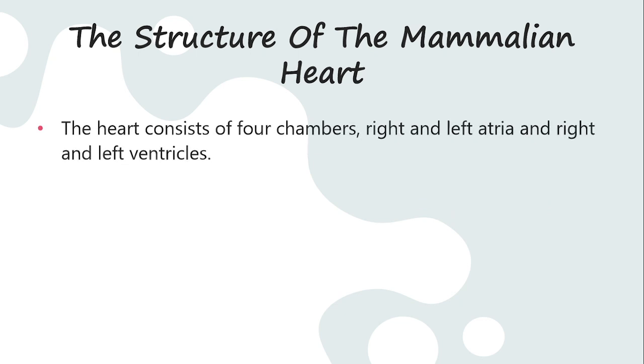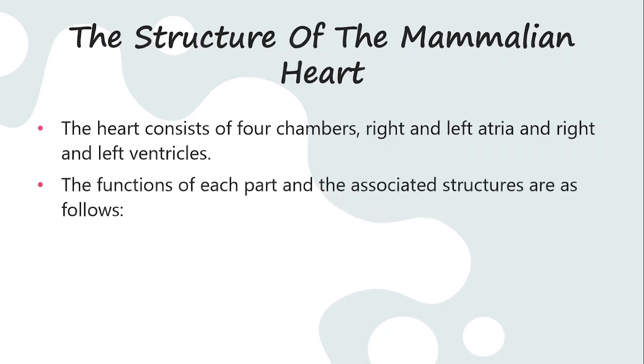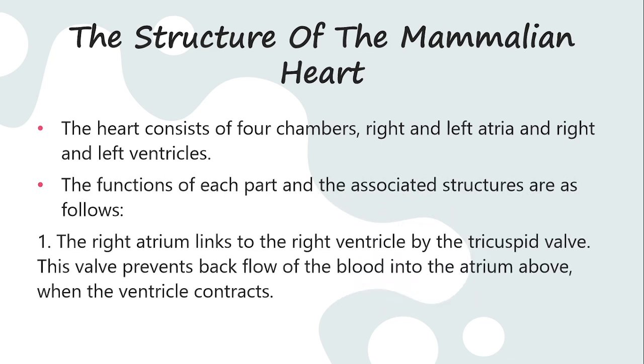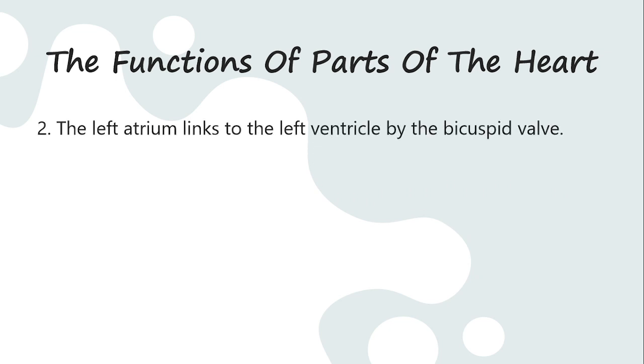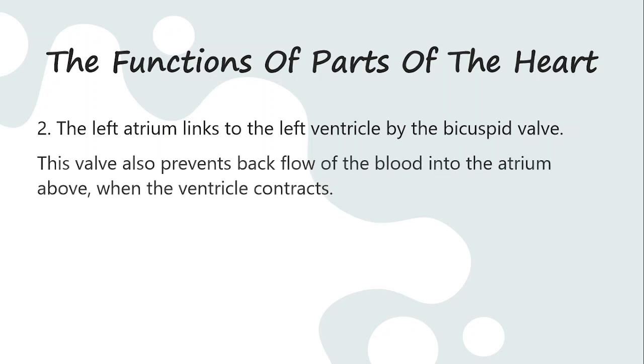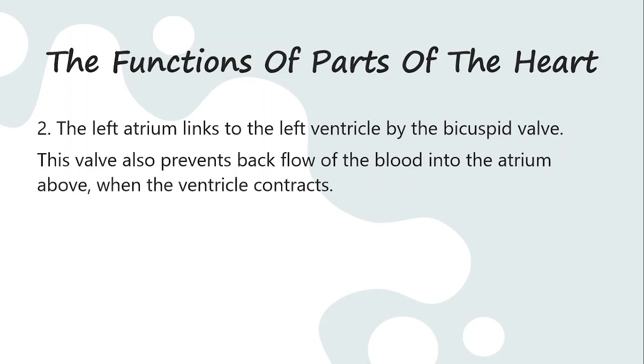The heart consists of four chambers. There are right and left atria, and right and left ventricles. The functions of each part and the associated structures are as follows. The first one: the right atrium links to the right ventricle by the tricuspid valve. This valve prevents the backflow of the blood into the atrium above when the ventricle contracts. The other one: the left atrium links to the left ventricle by the bicuspid valve. This bicuspid valve prevents backflow of the blood into the atrium above when the ventricle contracts.